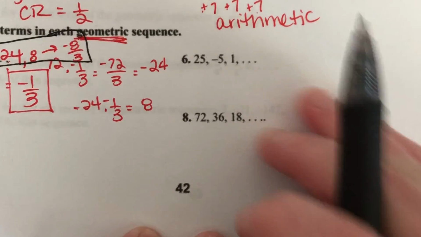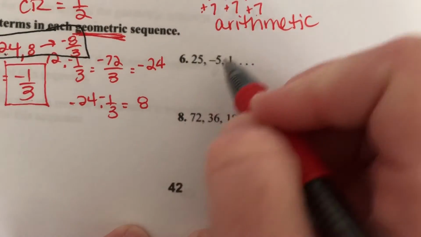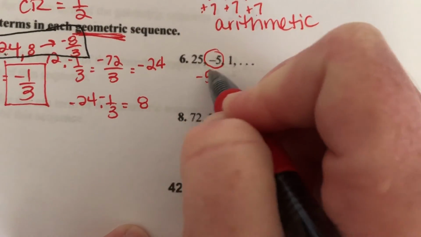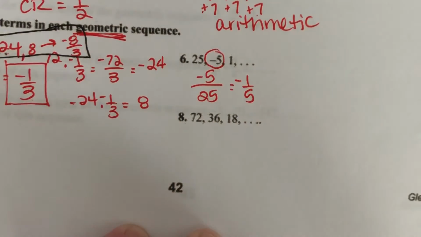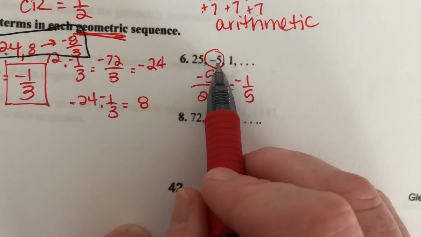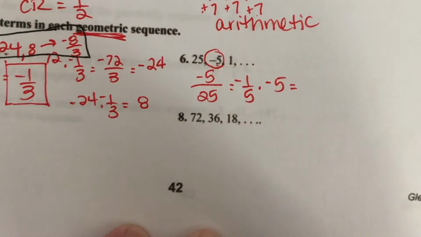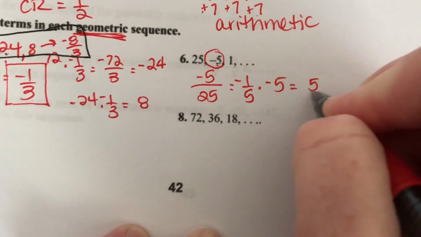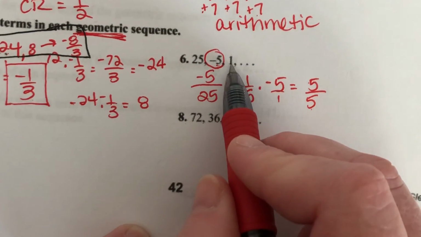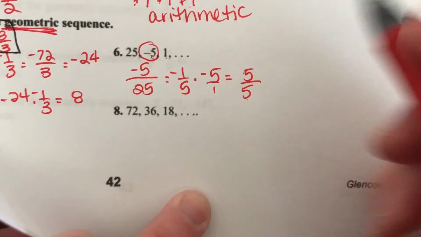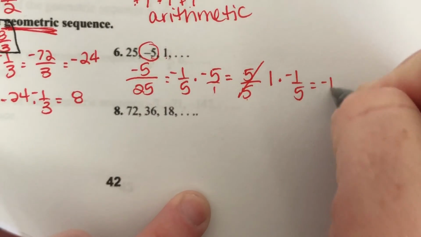Number 6. I've got 25, negative 5, and 1. Okay, so to figure out the common ratio, I start with the second number, divide by the number in front of it, and I get negative 1/5. Right? So if I take negative 5 and multiply it by negative 1/5, negative 1 times negative 5 is positive 5. 5 times 1 is 5. I get 5 over 5, which is 1. If I take that 1 and multiply it by negative 1 over 5, I get negative 1 over 5.